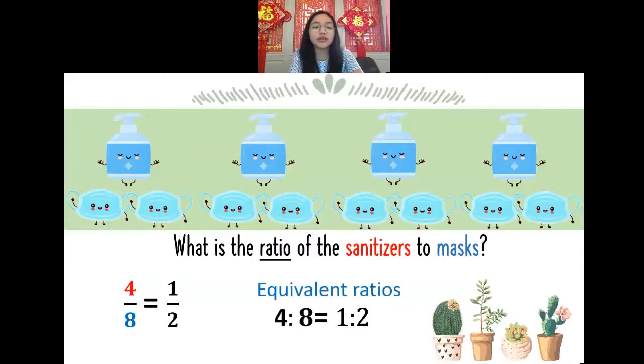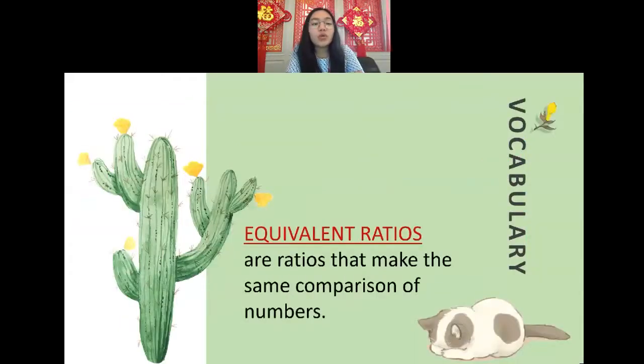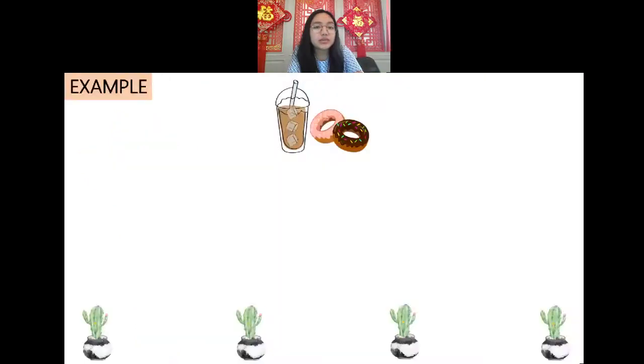All right, when you have this, it is called an equivalent ratio. That is why I simplified it. There are ratios that have equivalent ratios. For our case, 4 is to 8 has an equivalent ratio which is 1 is to 2. Actually, you could have more of that. What is an equivalent ratio, by the way? Equivalent ratios are ratios that make the same comparison of numbers. That means if you multiply by a number, it will still be equivalent. Let's have this example.